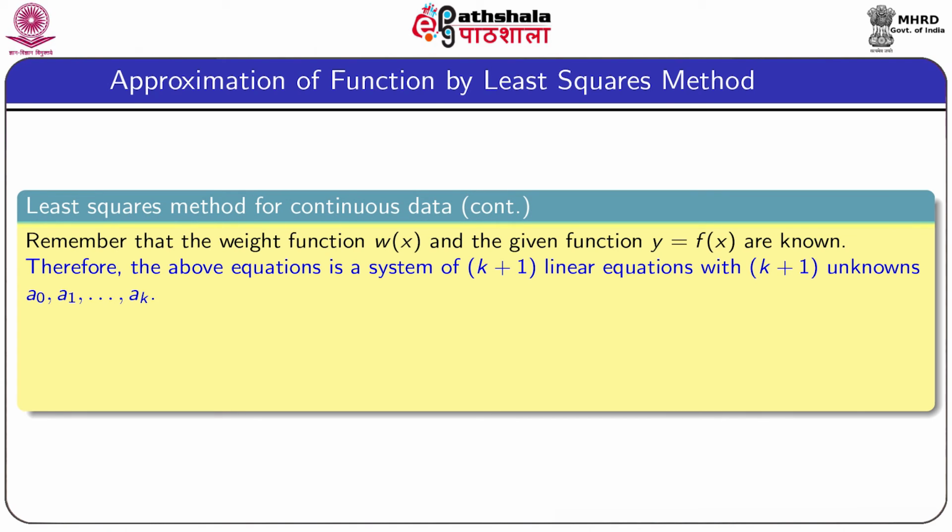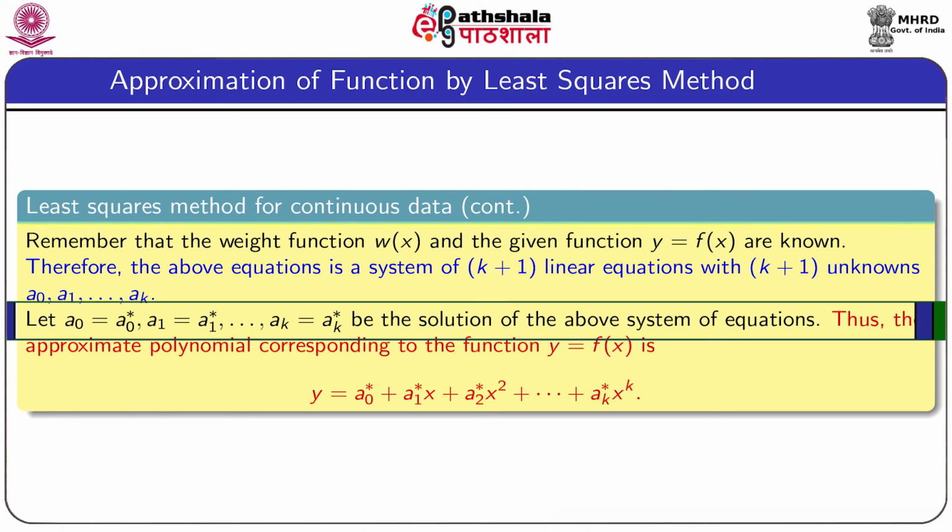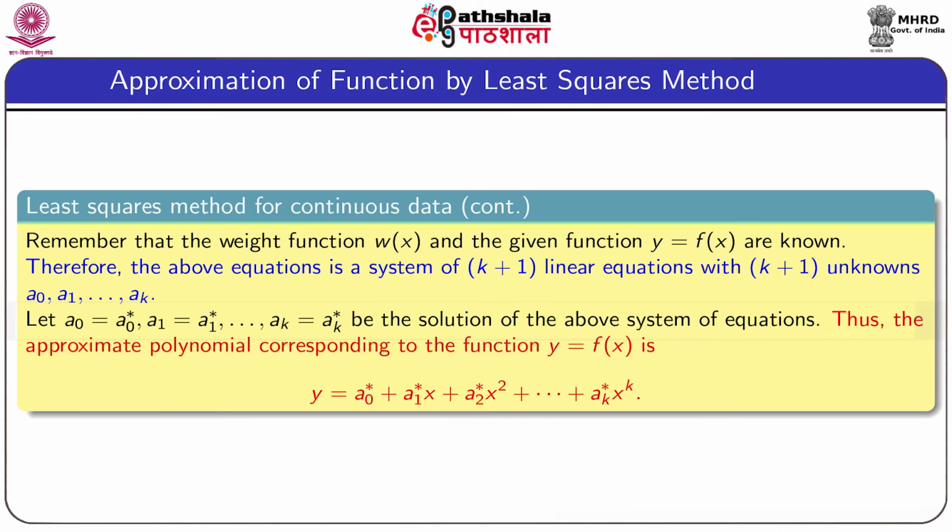Remember that the weight function w(x) and the function y equal to f(x) are known because these two functions are given for this approximation. Hence, the above equations are a system of k plus 1 linear equations containing k plus 1 unknowns a0, a1 up to ak. Suppose a0 equal to a0 star, a1 equal to a1 star, and so on up to ak equal to ak star be the solution of this system of equations.